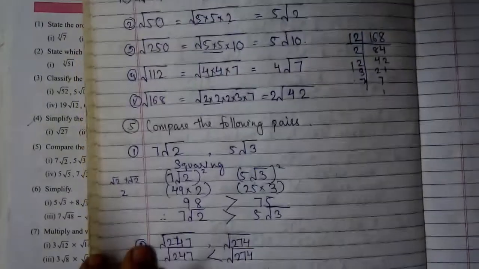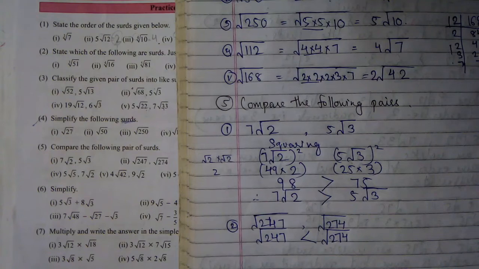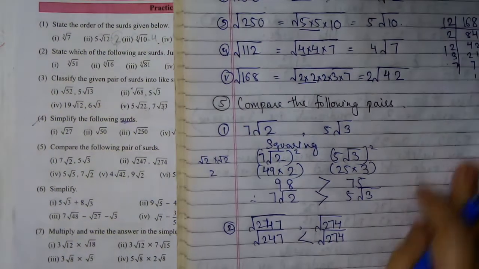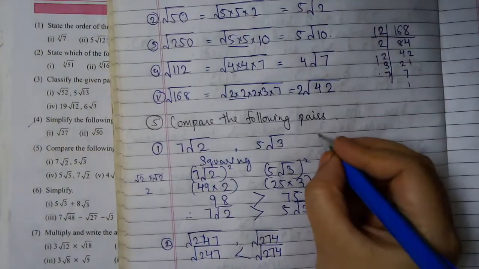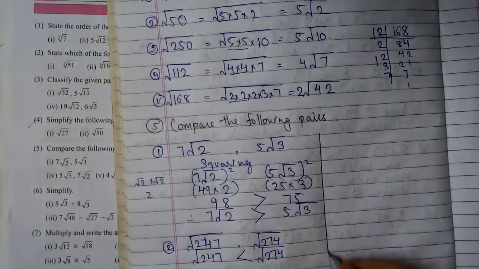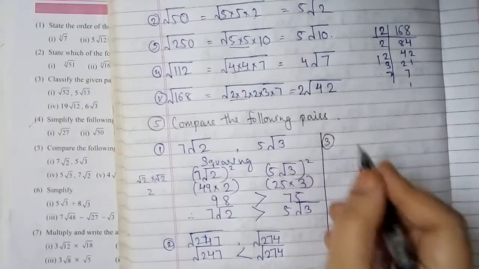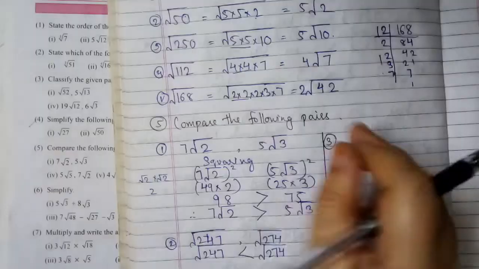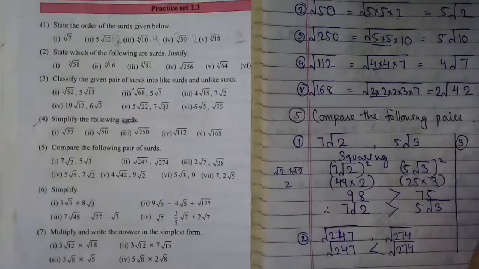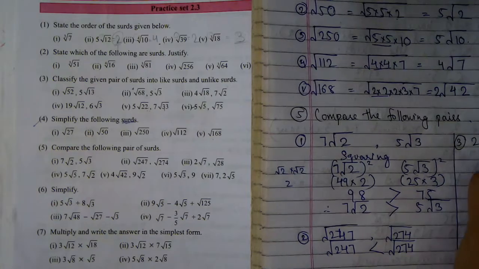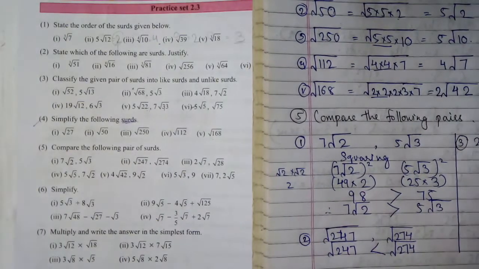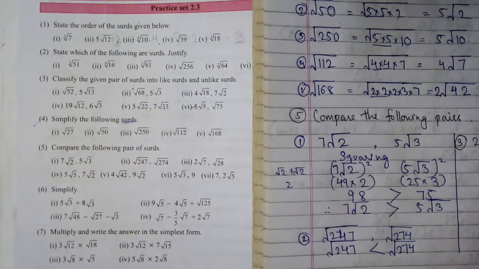All right. Now question number 3. Student, I am solving it here. So question number 3 is 2 root 7 and square root of 28.